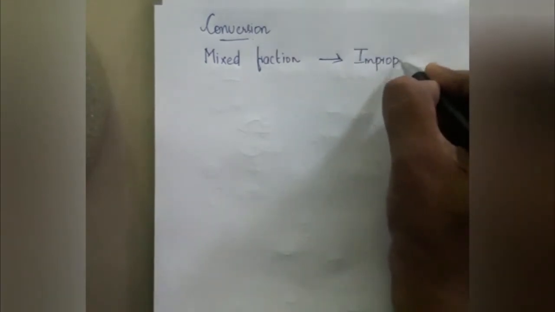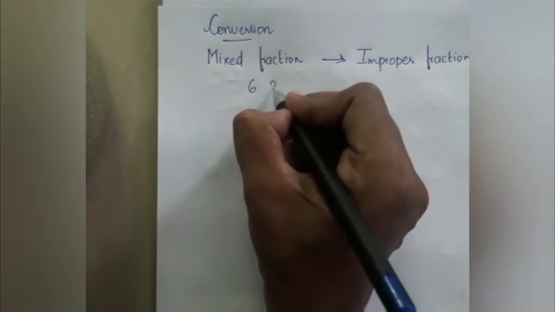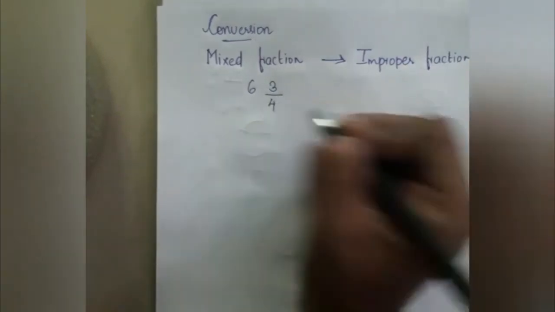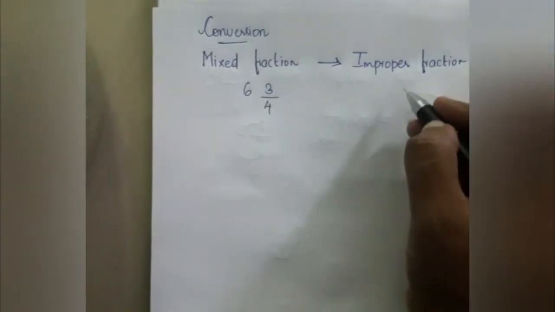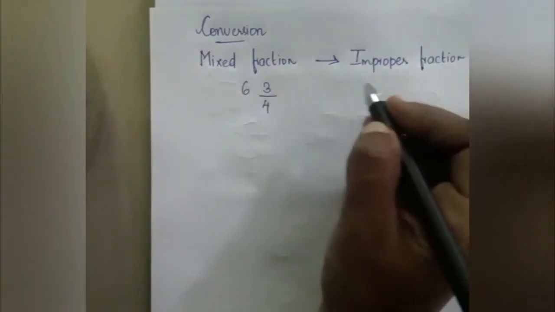So I will explain it once again. How will you convert a mixed fraction into an improper fraction? Okay, so what is a mixed fraction? Mixed fraction means, for example, I will write 6 3/4. This is a mixed fraction. Improper fraction means the numerator will be greater. So how will you convert this 6 3/4 into an improper fraction?